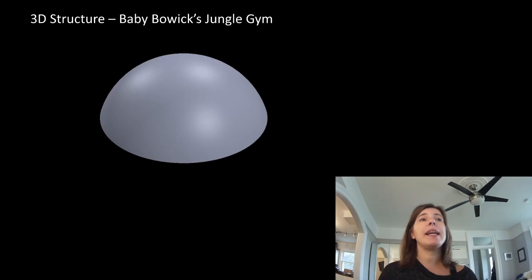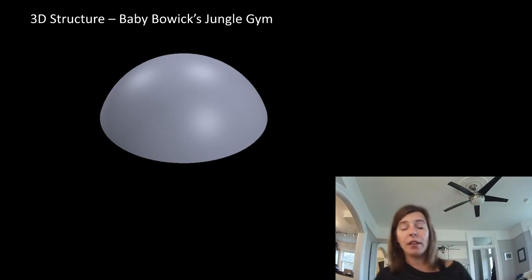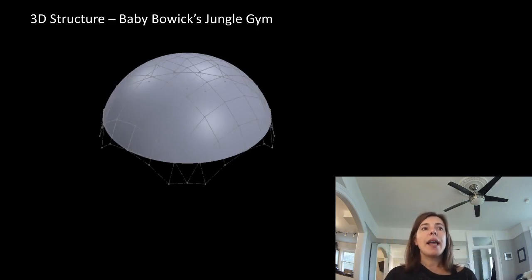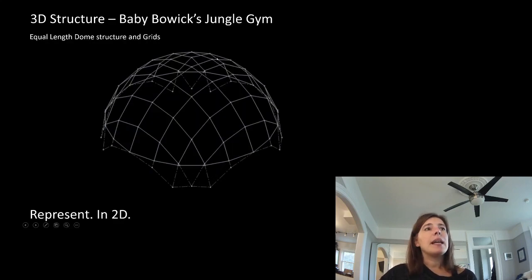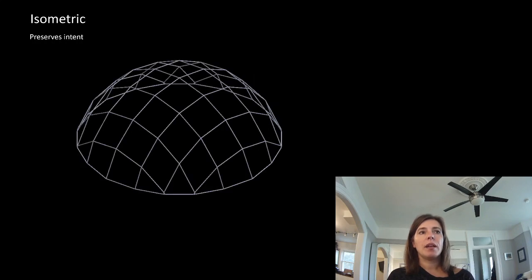So I took a sphere, and I created a grid over the surface. What's really important here is you can see that it's not going to be perfect down at the bottom. And I said, we're going to do an equal length dome structure and grids. And how do we represent that in 2D? So this is your isometric view.